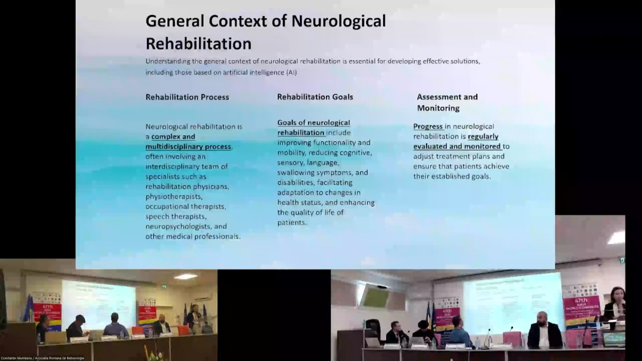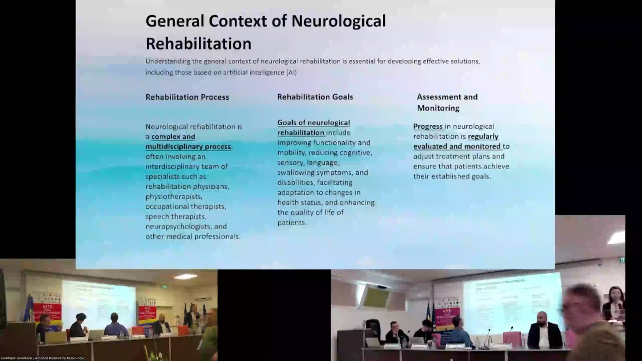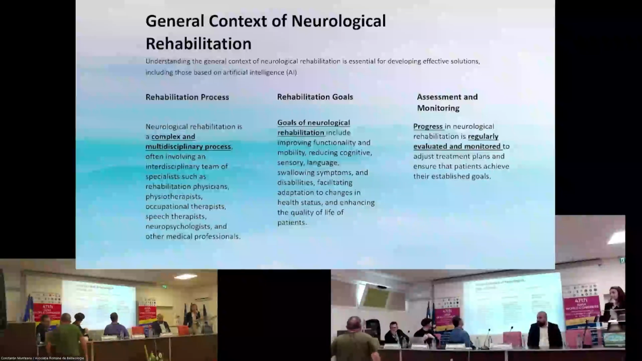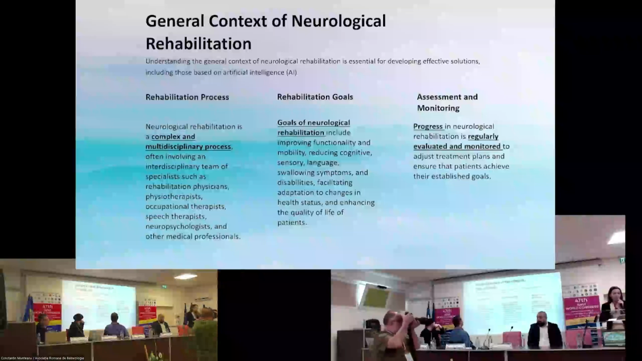Neurological rehabilitation is a complex and multidisciplinary process, often involving an interdisciplinary team of specialists such as rehabilitation physician, physiotherapist, occupational therapist, speech therapist, neuropsychologist, and other medical professionals. The goals include improving functionality and mobility, reducing cognitive, sensory, language, and swallowing symptoms and disability, facilitating adaptation to changes in health status, and enhancing the quality of life of these patients.